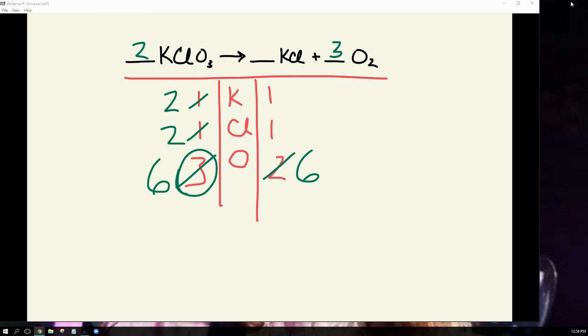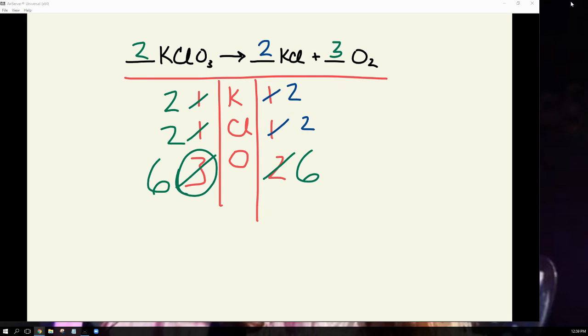All right, so take a moment before I give you this final answer. What can I change for my coefficient for KCl to fix my work? What times 1 will give me 2? Well, 2. And that'll fix both of them.